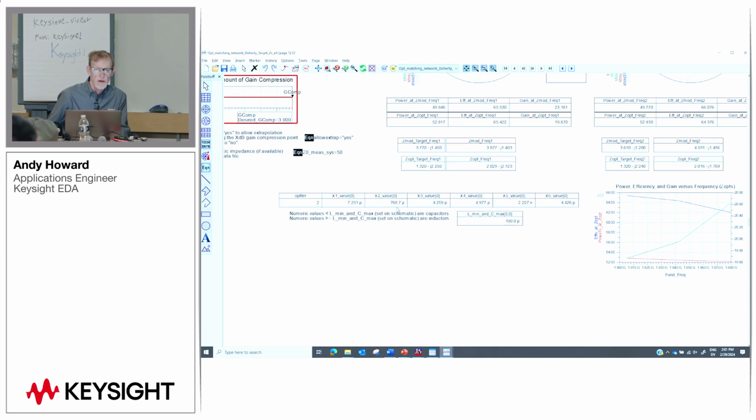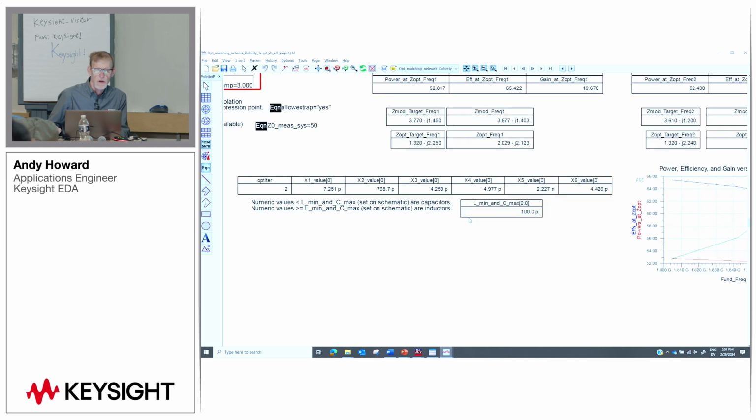Then these are the resulting optimized variables. The values that are, in this case, less than 100p are capacitors, and if it's greater than 100p, then they're inductors. So X2 is an inductor, X3 is a capacitor, X4 is a capacitor, X5 is an inductor, and so on.